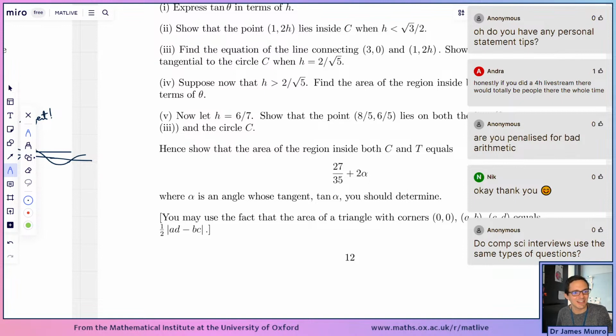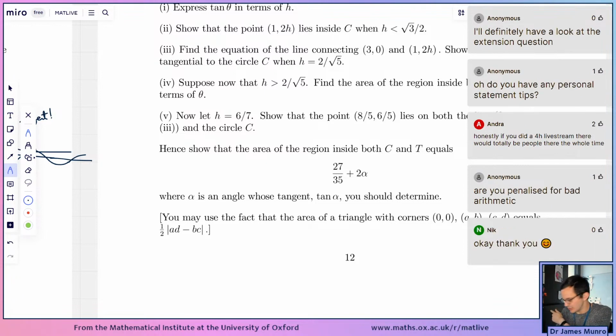One of the considerations was, how long could I do this before I have to go? Yeah, so extension question, I'm passing reference to extension question.